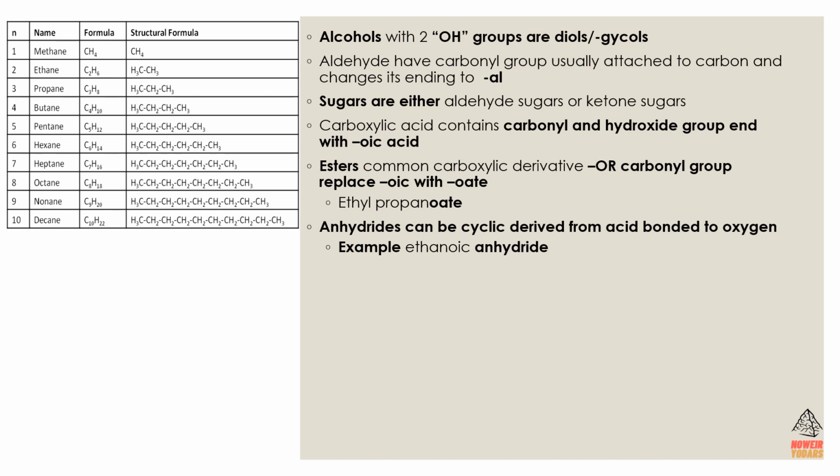Carboxylic acid contains the carbonyl and hydroxyl group, and it ends in -oic acid. So benzoic acid, for example. I can't name one off the top of my head right now, but it has to end with -oic if you find a carboxylic acid. So carboxylic is a double bonded oxygen and an OH.